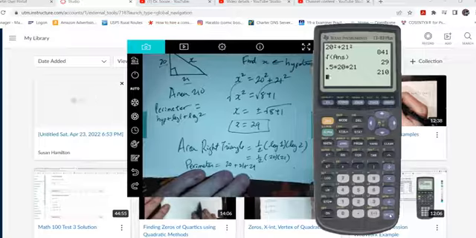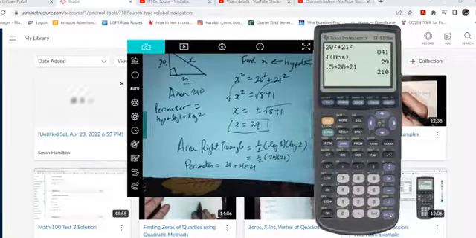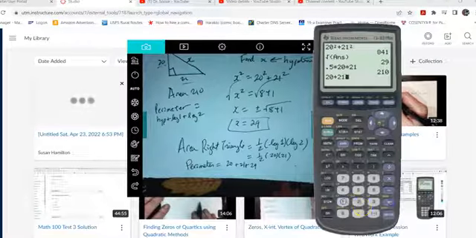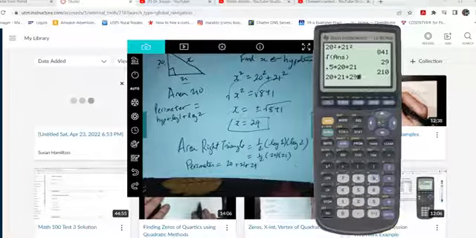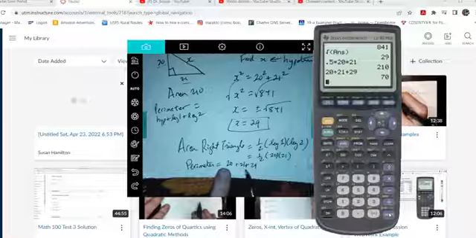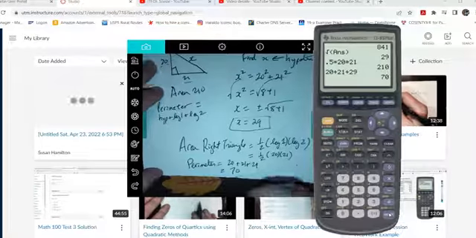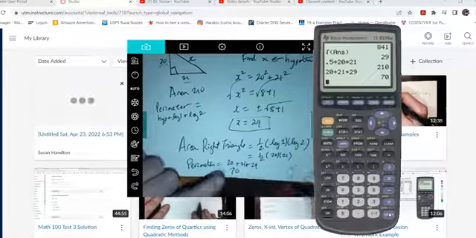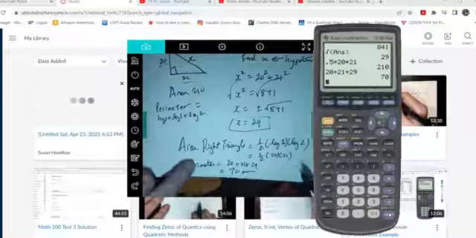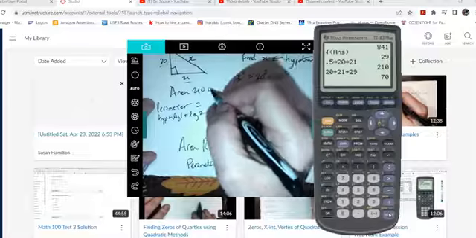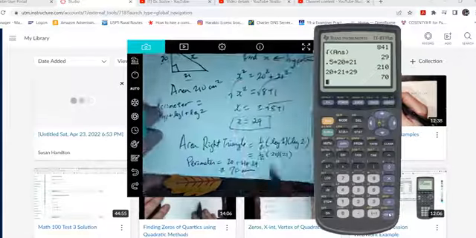Okay, and so that should be 90. 20 plus 21 plus 29. Okay. Oh, 70, my bad. So 2, 4, 6, and then 10, 70. Okay. All right, so if this is in centimeters, the area will be in square centimeters. Okay. All right.